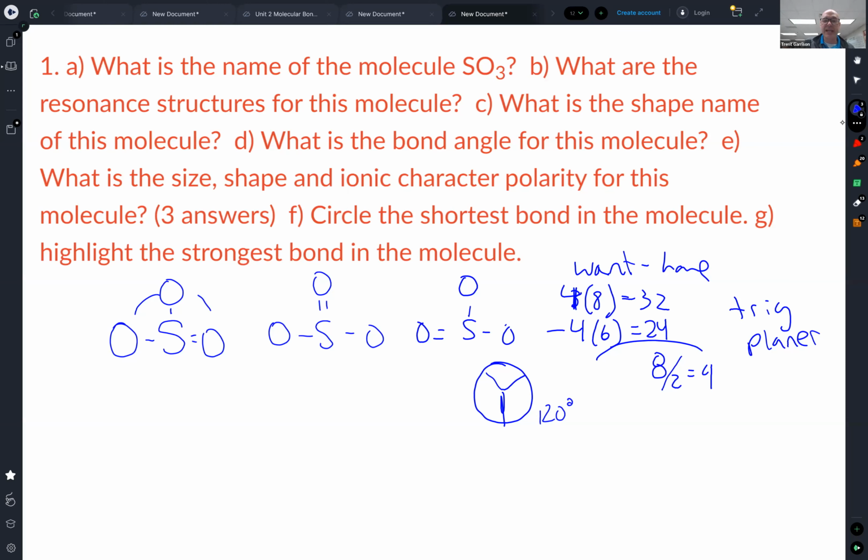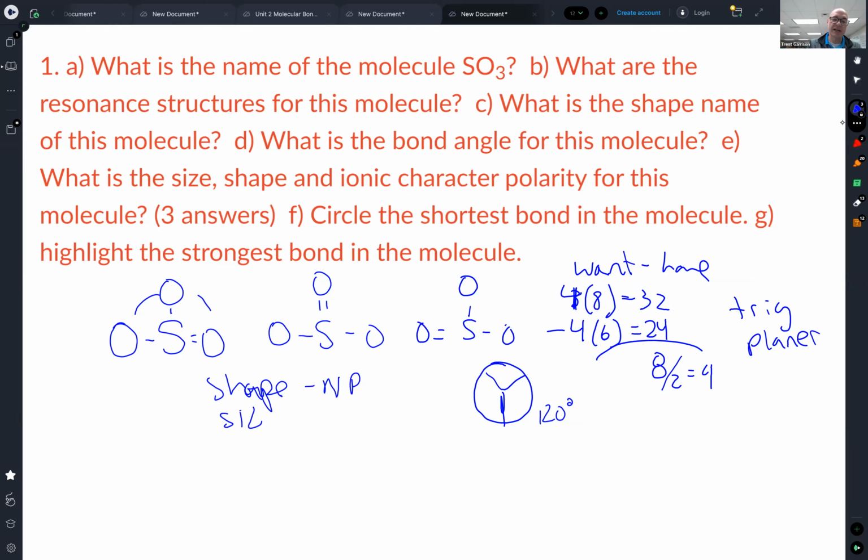What is the bond angle? Got it. What is the size, shape, and ionic character polarity of this molecule? So what we're going to have to figure out, size and shape and ionic character. Because this is symmetrical, 120 degrees around it, and it's not 3-dimensional, it's not like a trigonal pyramid. This one, according to shape, it is going to be nonpolar.